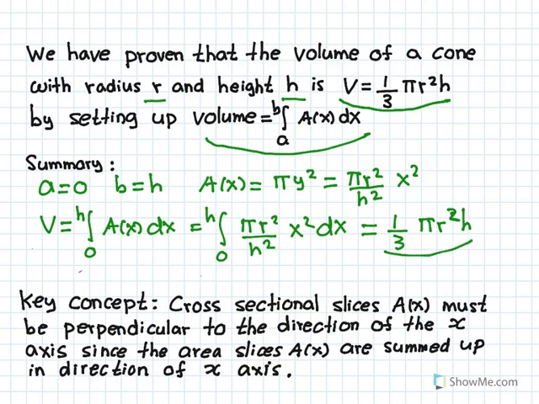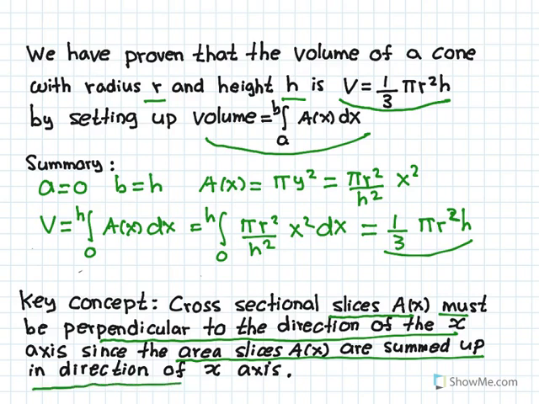The key concept, and I know this is kind of important, so I'm repeating it: the cross-sectional slices A(x) must be perpendicular to the direction of the x-axis, since the area slices are summed up. When I say summed up, we actually mean integrated, because integration basically sums up everything. So the area slices A(x) are summed up in the direction of the x-axis. And basically you find the volume is the integral from a to b of A(x) dx. That's the big picture.